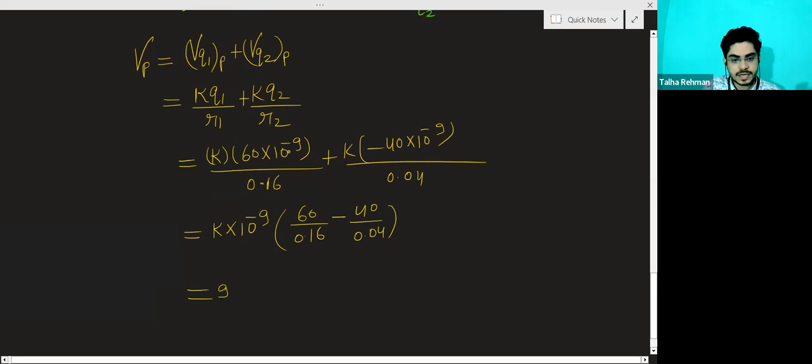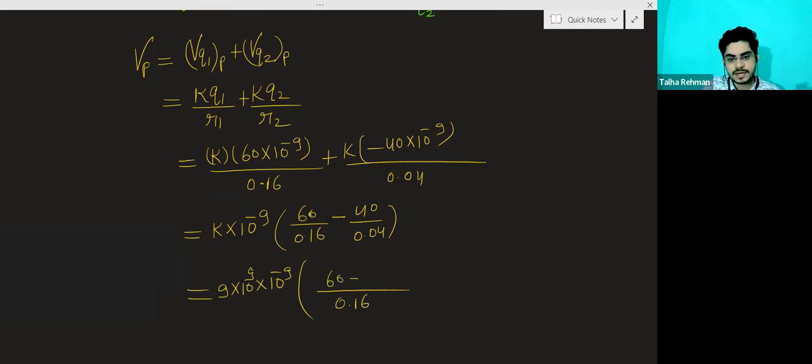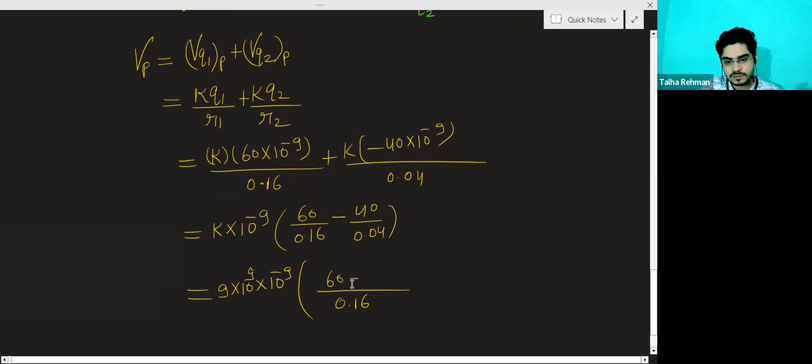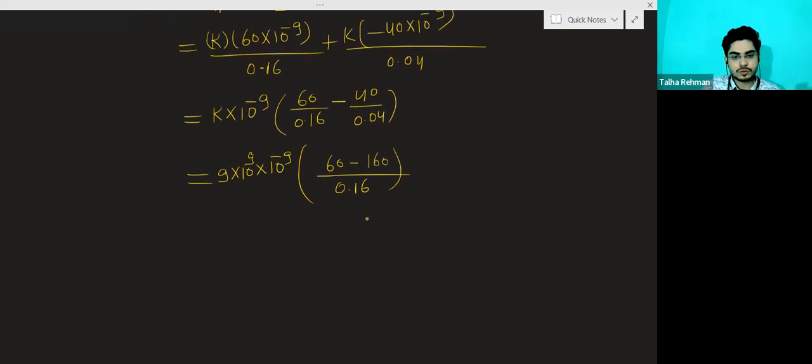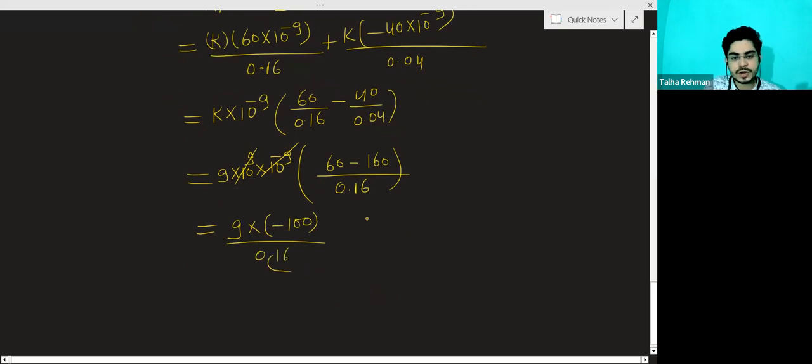Now K can be written as 9 into 10 to the power 9, and here is 10 to the power minus 9, and here you can take LCM as 0.16. When you take LCM 0.16, here it will be 60 and here it will be 4 times 40. When you divide 0.16 by this, it will become 4, and when you multiply that 4 with 40, that will become 160. This is just a calculation. So this and this are gone. Here you will have 9 multiplied by 60 minus 160, it will be minus 100, and here is 0.16. Remove the point, here you will have the 100. Okay, so now cancel this.